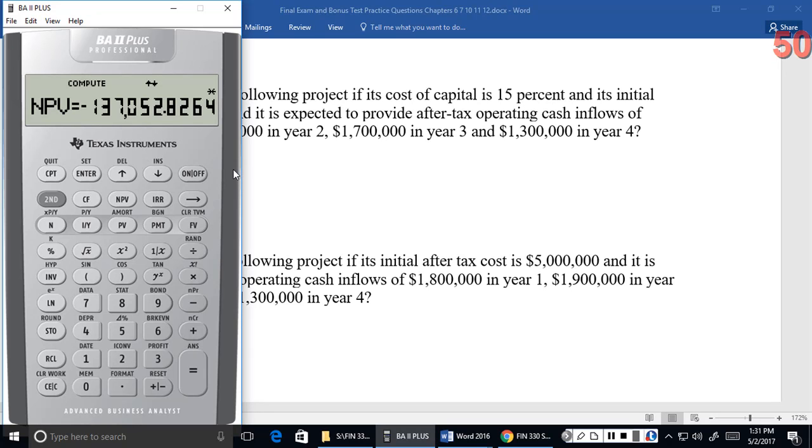Number 26 is what is the internal rate of return? So if I press the internal rate of return key, since I've already had the cash flows in, and the compute key, it says the internal rate of return is 13.57%, which is less than the cost of capital of 15%, which also means it is not an acceptable project.